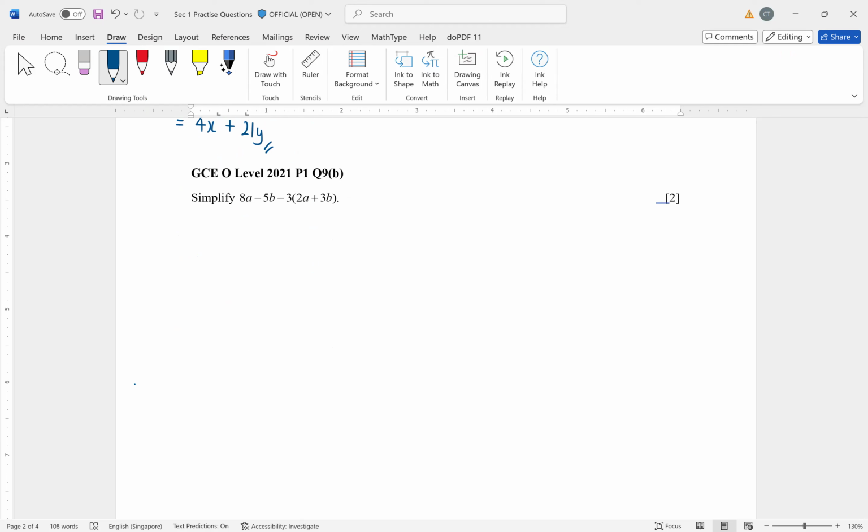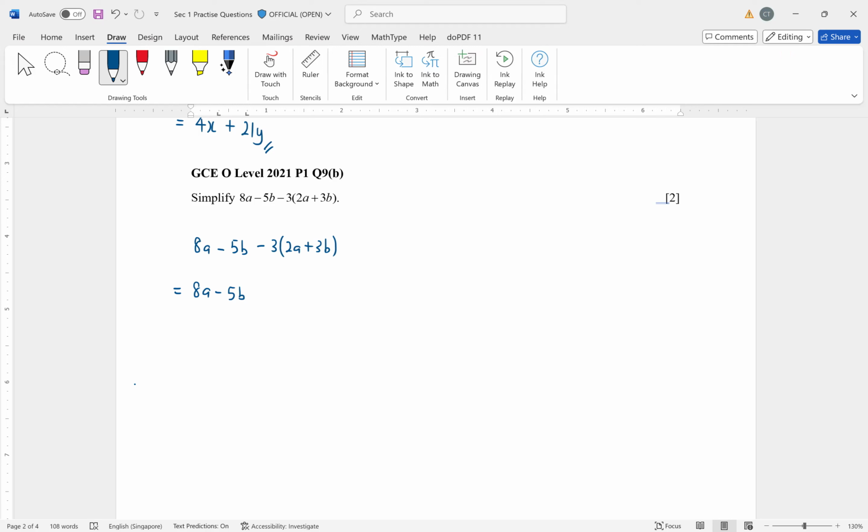So the next question is from 2021 Paper 1 question 9b. Alright? Okay, let's start. So we have 8a minus 5b minus 3 times (2a plus 3b). The first part doesn't need expansion. It's already without a bracket, so we can just continue to write it.